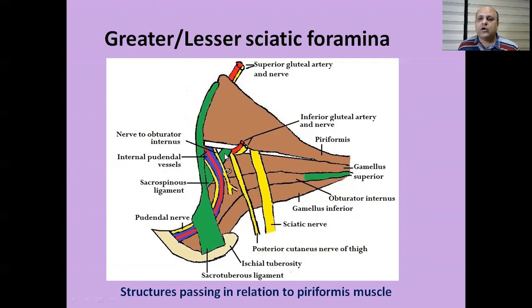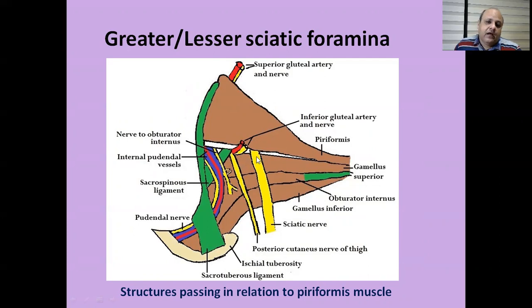So the greater sciatic notch, which is converted into a foramen, is referred to as the gateway of the gluteal region. What are the structures passing through the greater sciatic notch? These structures are defined in terms of the piriformis muscle, which is the key muscle of the gluteal region. This is the piriformis muscle, which fills up the greater sciatic notch. In relation to the upper margin of piriformis lie the superior gluteal artery and nerve. In relation to the lower margin of piriformis lie the inferior gluteal artery and nerve.